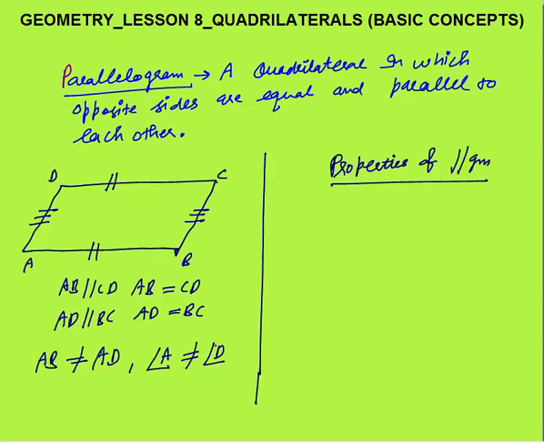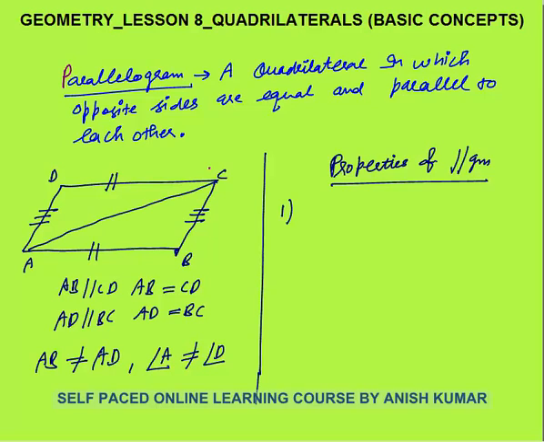Now let's discuss the properties of a parallelogram. You must have crammed these properties in your class 8th and 9th. Now you don't need to cram, you only have to understand the things. First property says that if you take a diagonal, this diagonal will divide the parallelogram into two triangles of equal area, or you can say that the two triangles will be congruent.